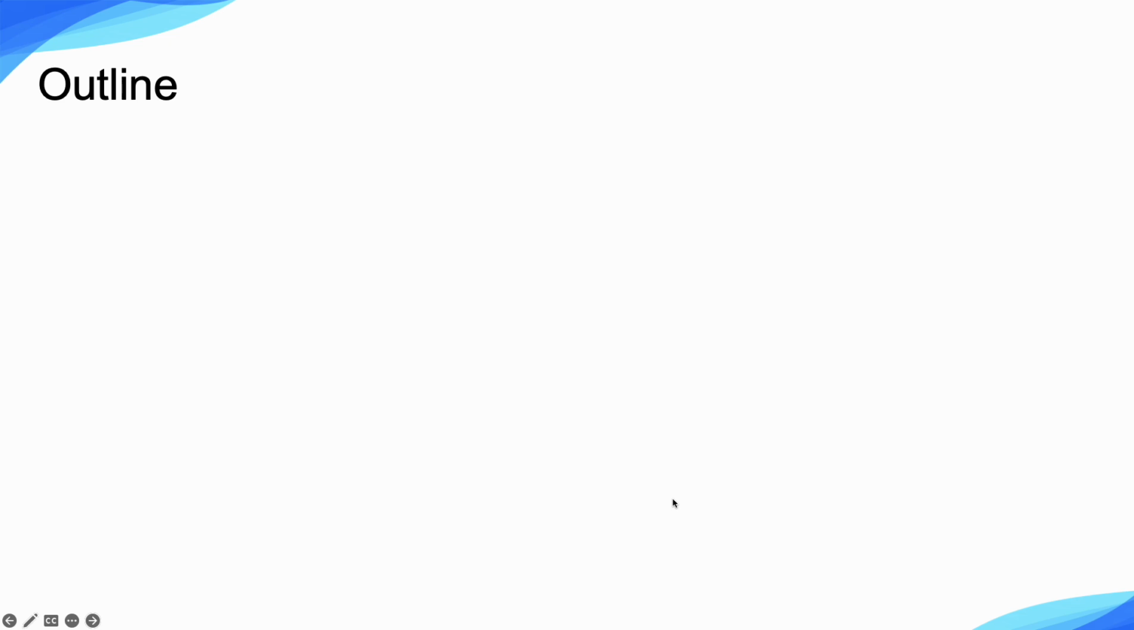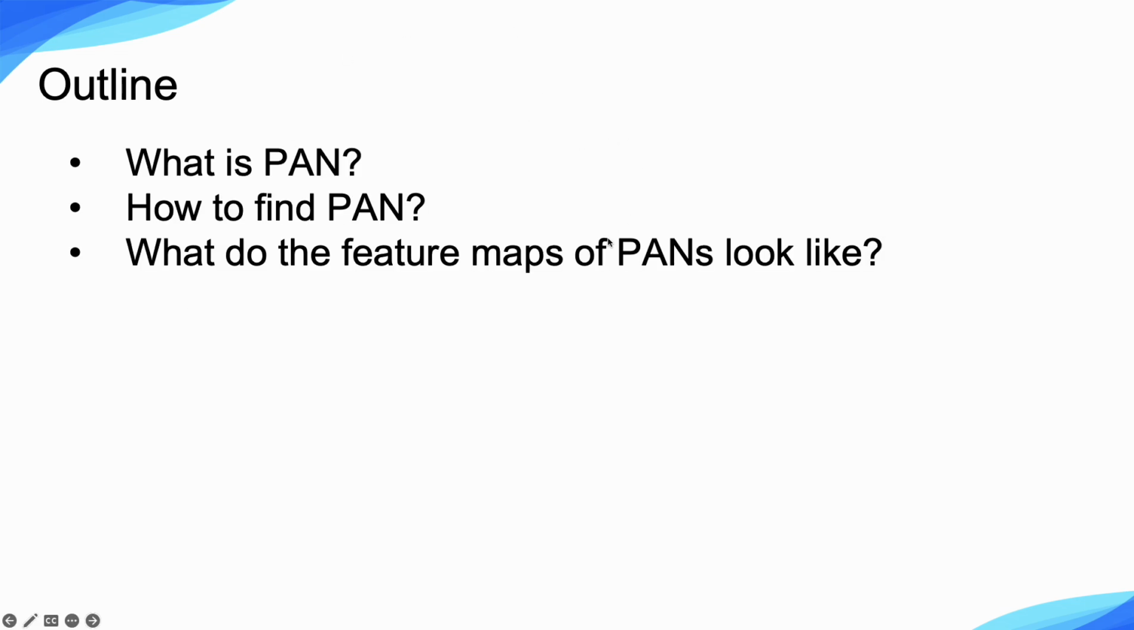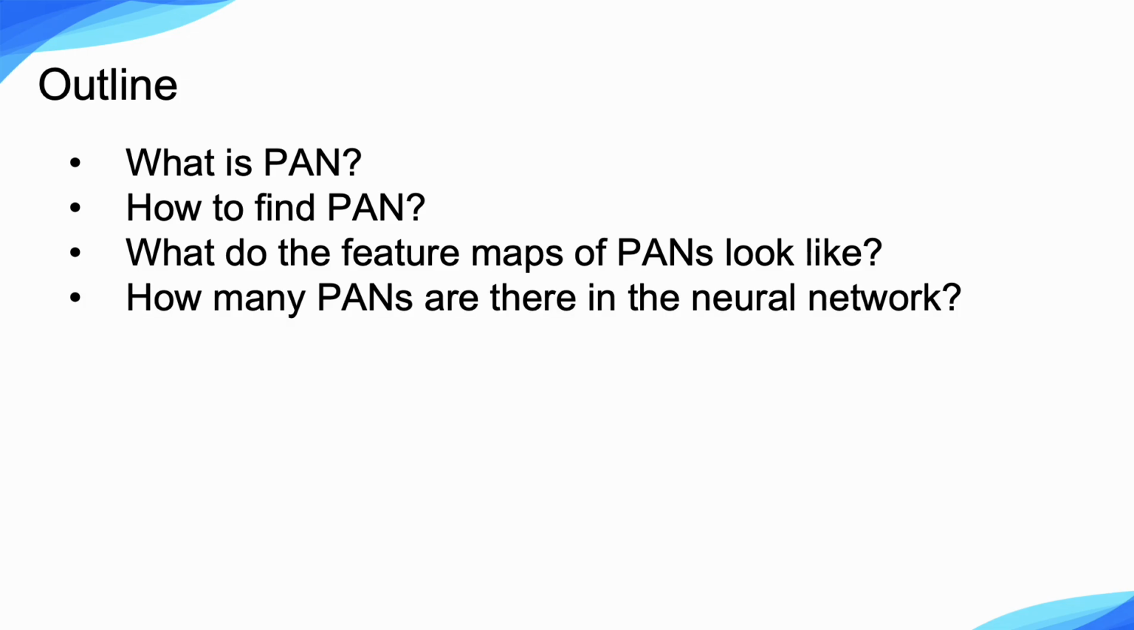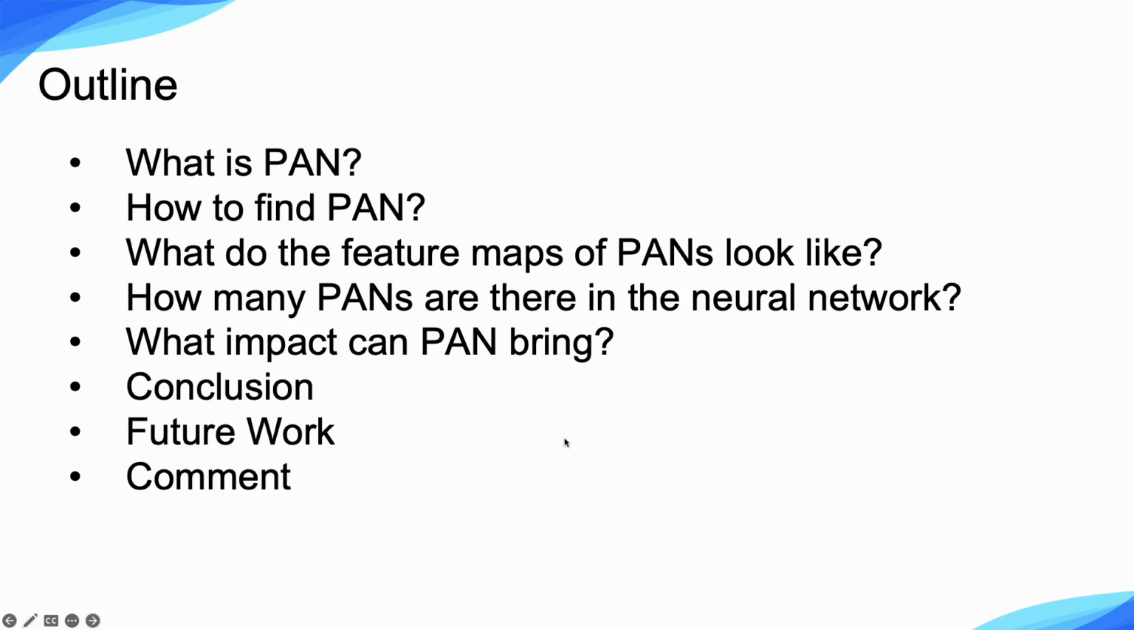Here's the outline of today's presentation, and we are going to answer the following questions. What is a PAN, and how do we find PANs? What do the feature maps of PANs look like? How many PANs are there in the neural network? What impact can PANs bring? And finally, I will present the conclusion, future work, and comments.